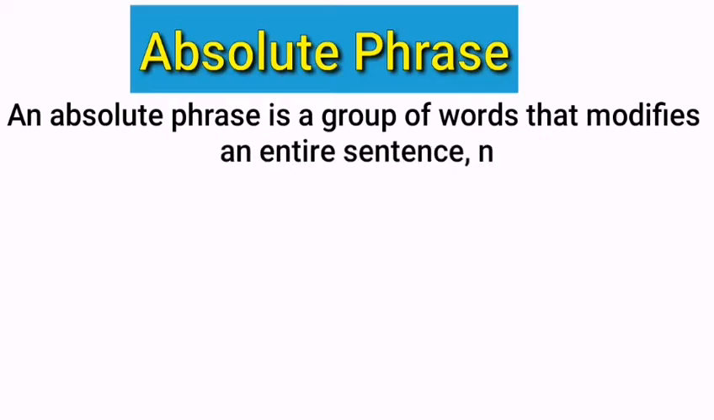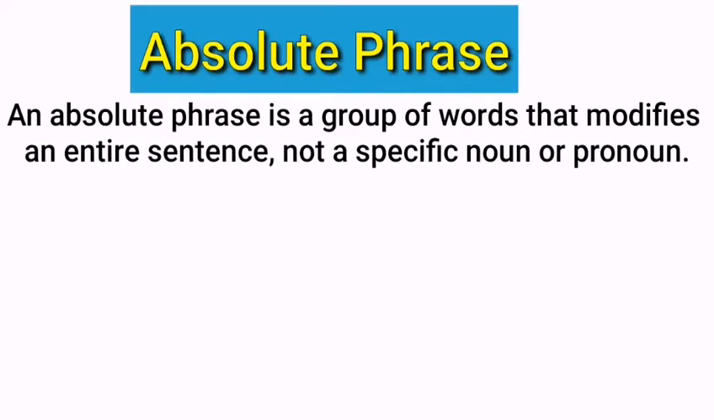It can be defined as: an absolute phrase is a group of words that modifies an entire sentence, not a specific noun or pronoun. What does it mean? Simply, it means that an absolute phrase is nothing but a phrase which does not only modify a noun or pronoun but modifies the whole sentence. You need to remember that it is set off with a comma and usually used at the beginning of the sentence. If you want to understand and identify an absolute phrase, then keep in mind these points.